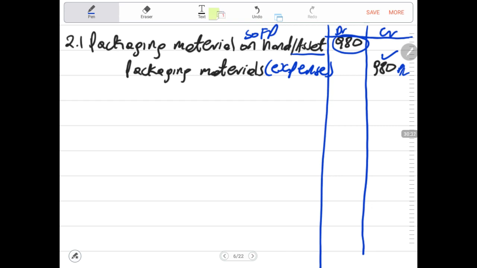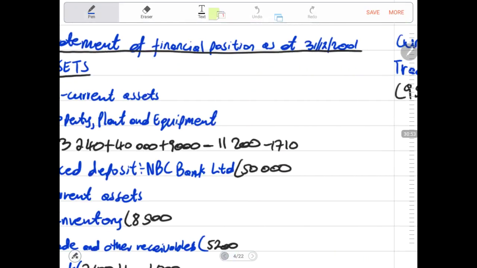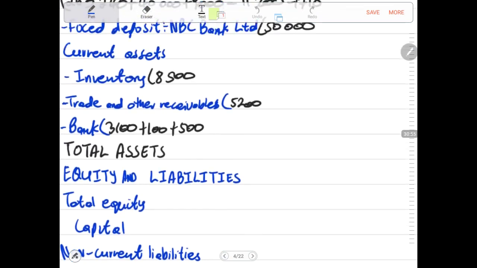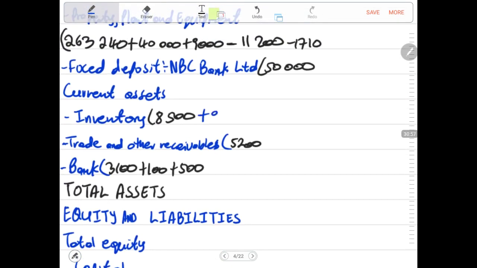So whatever inventory that we have at the end of the year is an asset. That is why we are recording the packaging materials on hand as an asset at the end of the year, inventory of the material of packaging that was not used. So this must be recorded in the statement of financial position under inventory. So now we go to the statement of financial position under inventory. We say plus 980 rands, and this is done and dusted.